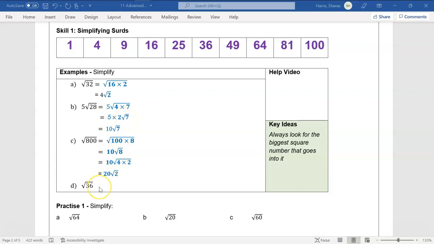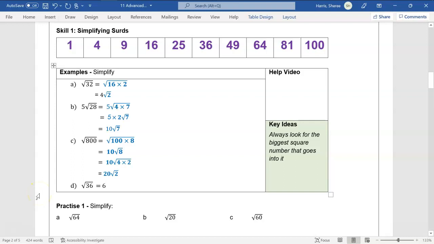Now the last example is actually the easiest one out of all the examples. So unfortunately, a lot of people try to make this very difficult. 36, well, it's a square number, so we can square root it. So our answer, what's the square root of 36? Just 6. So don't get drawn into the hard surd work. If it's a square number, you should just be able to get a whole answer straight off.